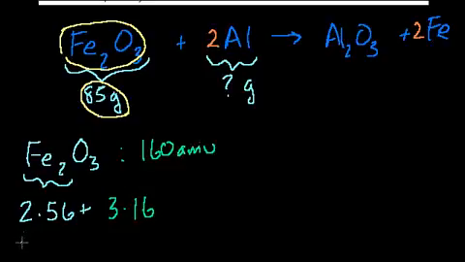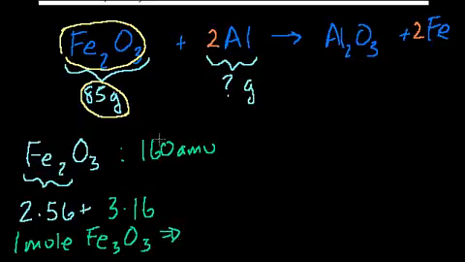So 1 mole, or 6.02 times 10 to the 23 molecules of iron 3 oxide, is going to have a mass of 160 grams. So, in our reaction, we said we're starting off with 85 grams of iron oxide.